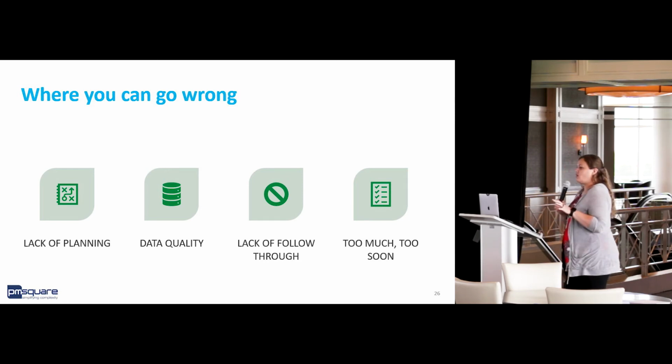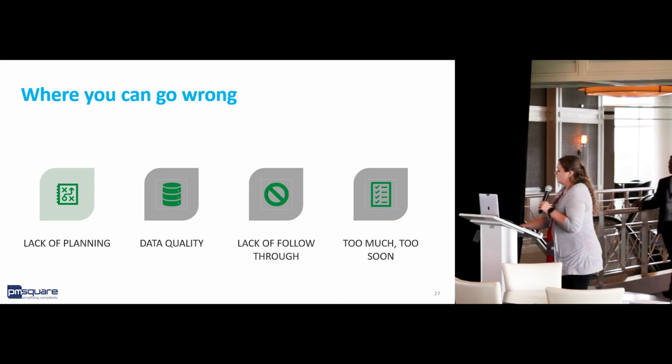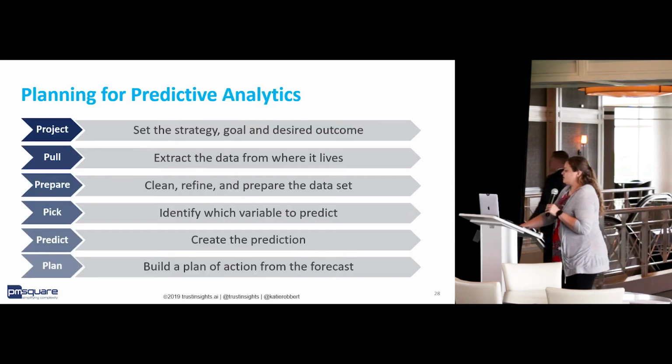So where can you go wrong with a time series forecast? You can go wrong with a lack of planning, with a lack of data quality, a lack of follow through, and trying to do too much too soon. So with the planning piece of it, this is probably for most people the most boring part of doing any sort of project, the actual figuring out what do we want to do, how do we want to do it.